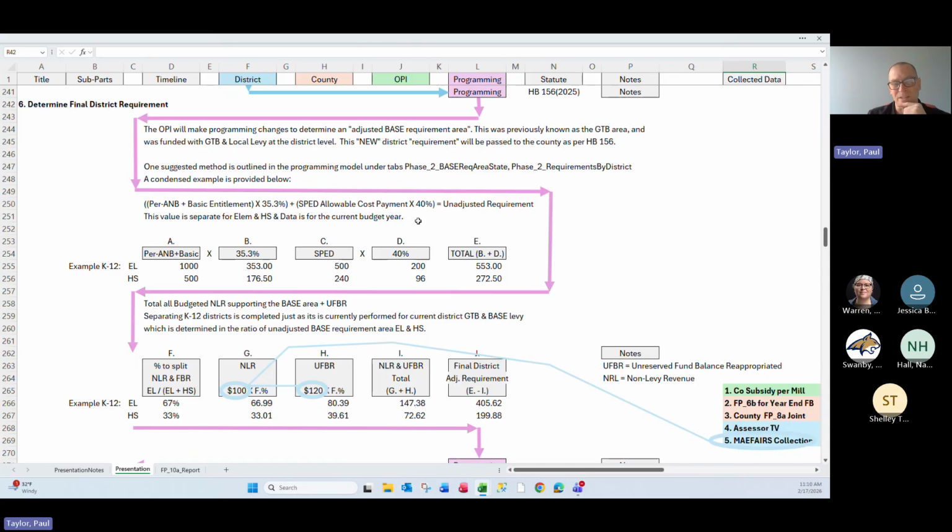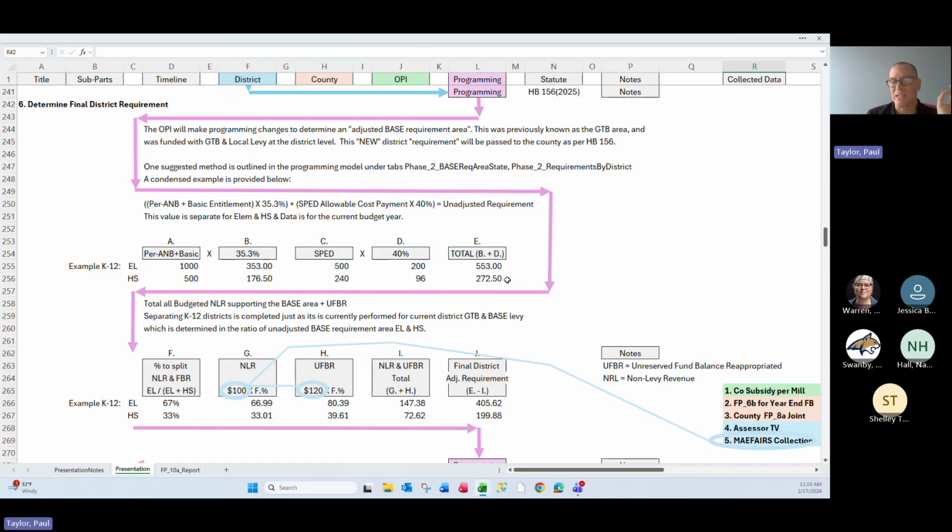So here's how that calculation lays out, and it's just done step by step. It's going to sound just like it did in step 1. I'm going to take the PER and basic entitlements. This is an example for a K-12 district. There's my elementary and high school. I split them up. I described how we do that previously. I'm going to take 35.3% of that. I'm going to take special ed, same story as earlier. We're going to use all the same type calculations. We're going to take 40% of that. We're going to add together the component pieces. B plus D is going to equal E.